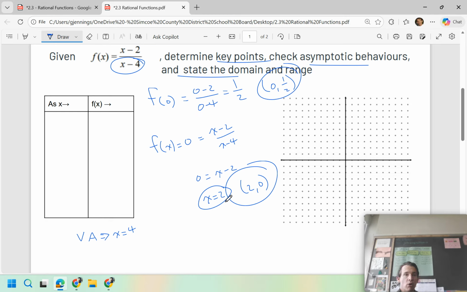Okay? My horizontal asymptote, what's my horizontal asymptote here? As x approaches infinity in either direction, what does this function take the value of or approach the value of? 1. Because the ratio of our coefficients here is 1 to 1. So our horizontal asymptote is that y is equal to 1.